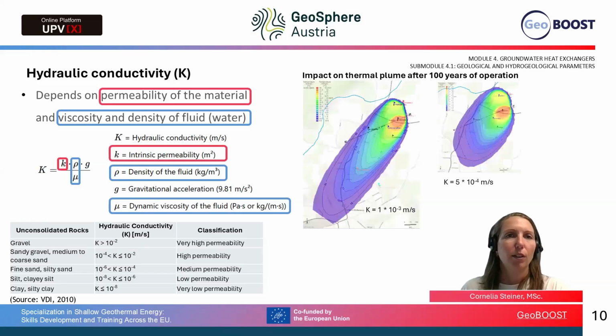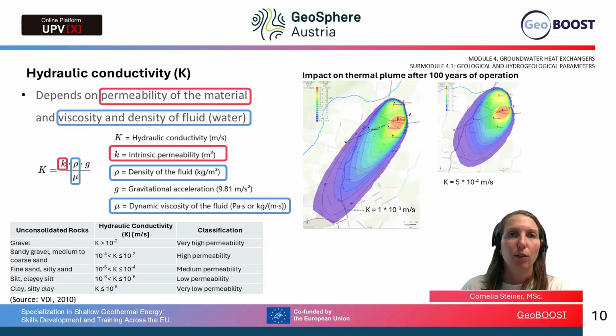The hydraulic conductivity has a strong impact on the design of groundwater heat exchangers because it determines the heat transport in the groundwater. This is what you see here. A high conductivity enables a quick compensation of the temperature change, but this also means longer thermal plumes, as you can see here on the left side, that could potentially affect existing users downstream.